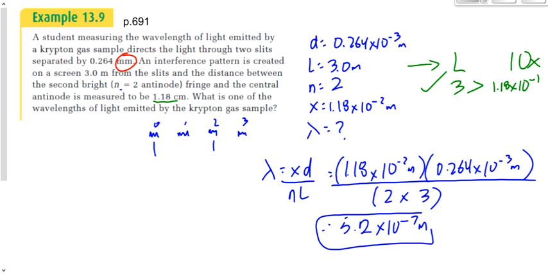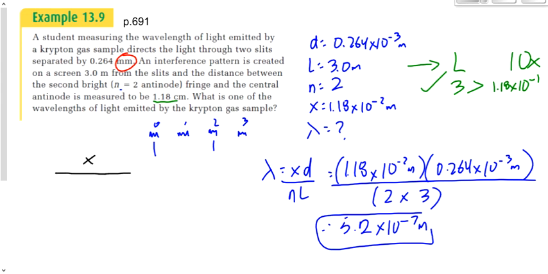Good there? Quick question though. What would we have done there? What would we have done if 10x was 3.1? What if L wasn't greater than 10 times x? Right? Find the angle. Yeah, just find the angle.